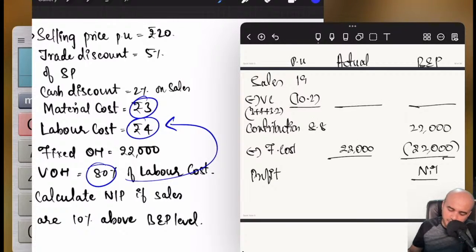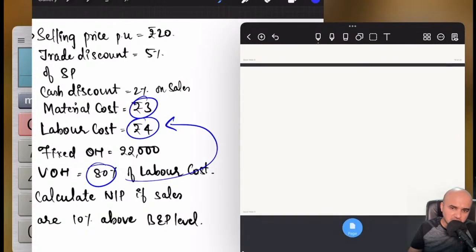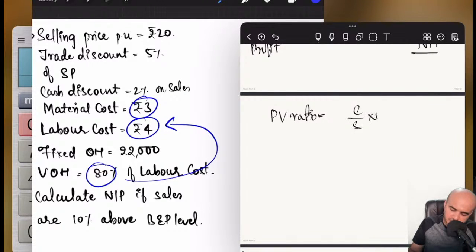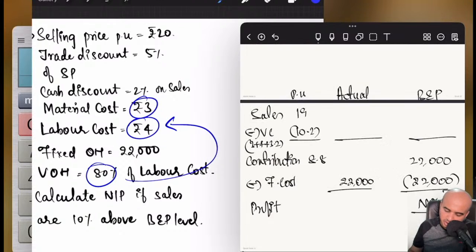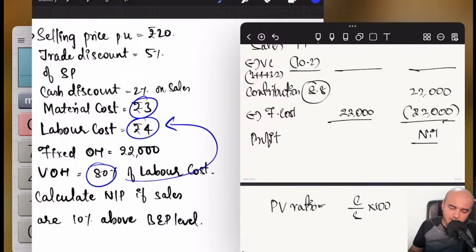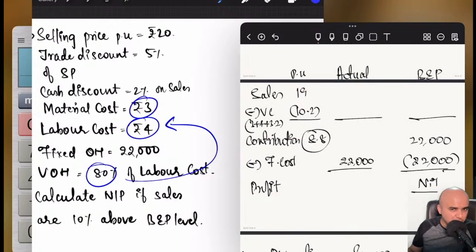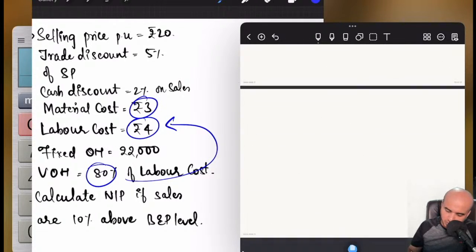So what we have to identify here is sales and variable cost. For that, we can take the help of PV ratio. Again, PV ratio is our friend here in marginal costing. For everything, we'll have to come back to PV ratio only. So PV ratio is nothing but contribution by sales into 100. Now where do we have the contribution? Here we have, that is per unit, but still applicable to actual sales as well as BEP sales. Contribution is 8.8 and sales is 19. So do that math.